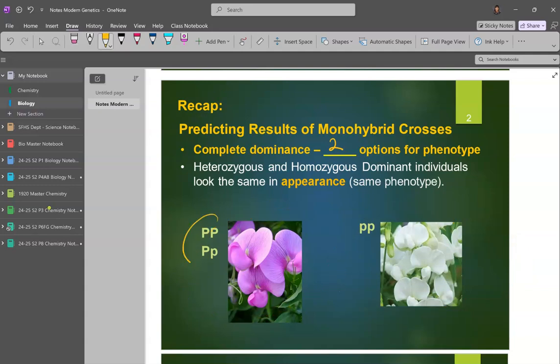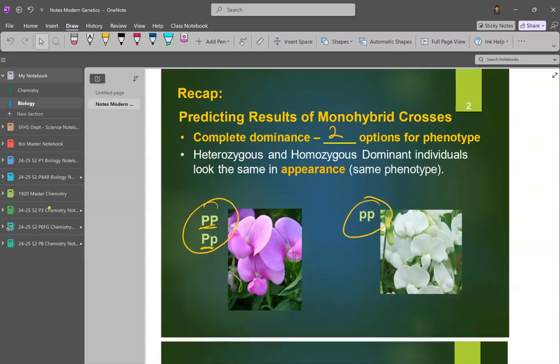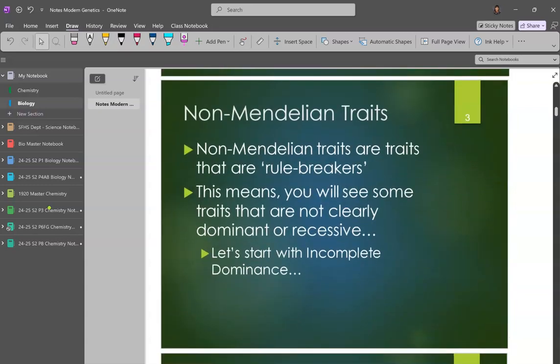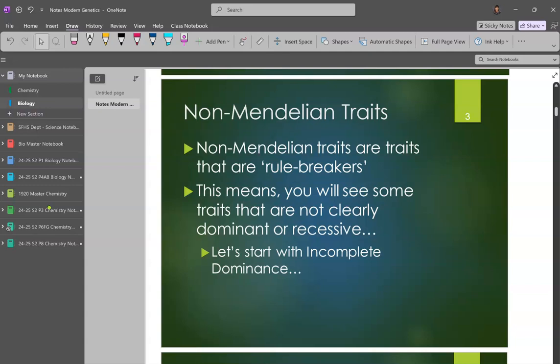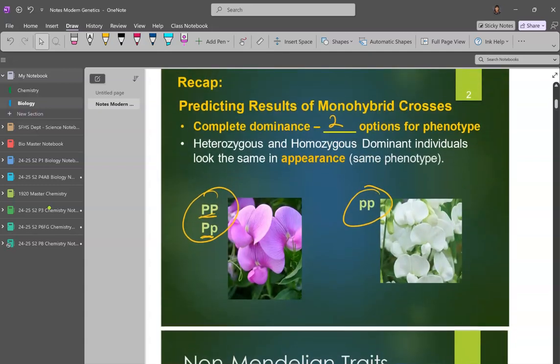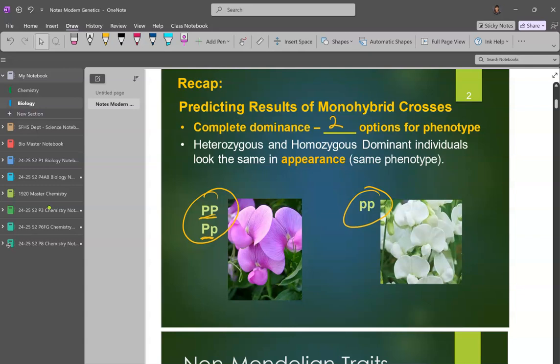And then there were 3 options for the genotype, because the one that was homozygous dominant and heterozygous would both express the dominant trait, because the capital letter, the dominant trait, in this case purple, would overshadow the recessive trait, which was the white flower. What we're going to be doing moving forward is talking about non-Mendelian traits, so things that don't follow these rules. So instead of seeing just 2 different phenotypes, we're going to see actually 3 different phenotypes, and there isn't necessarily a dominant or recessive trait.